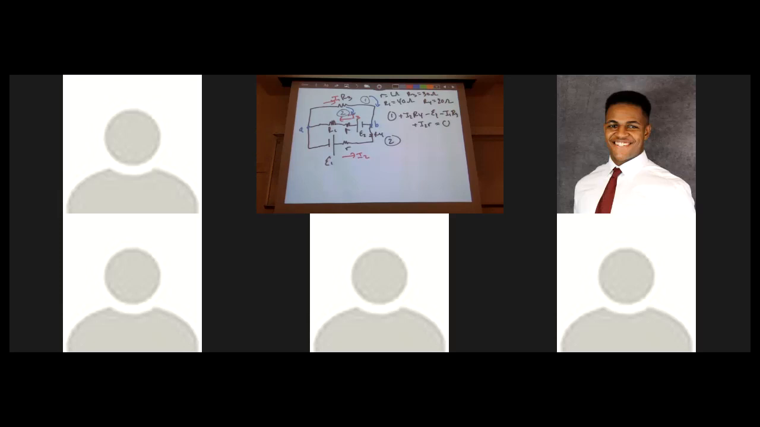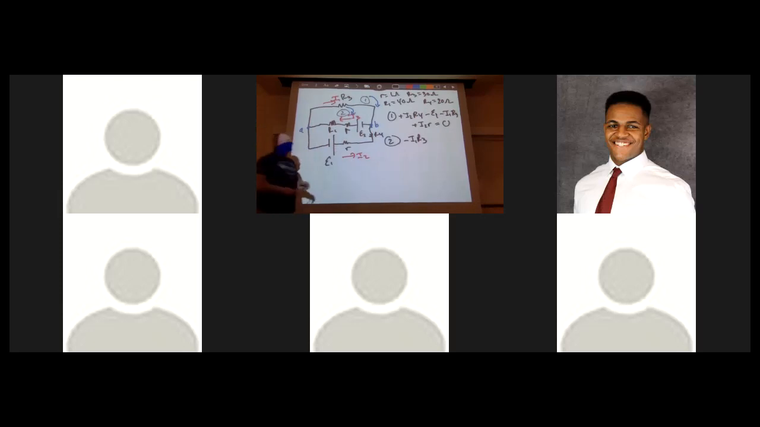Loop number 2. So now we're going to go clockwise through loop number 2. In this case, Grant, do you want to start off at A or at B? A, good. So at A, we're going to come up through. First thing we're going to run into is this resistor going in the same direction as the current. So is that a positive or a negative? Negative: minus I1 R3.